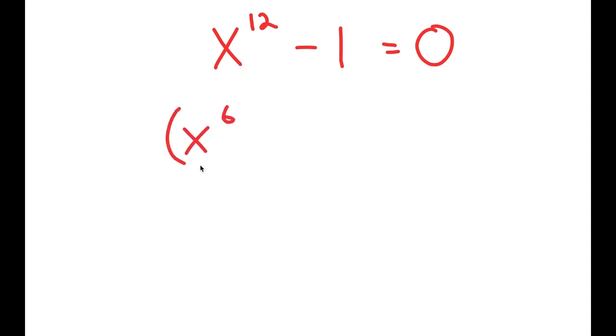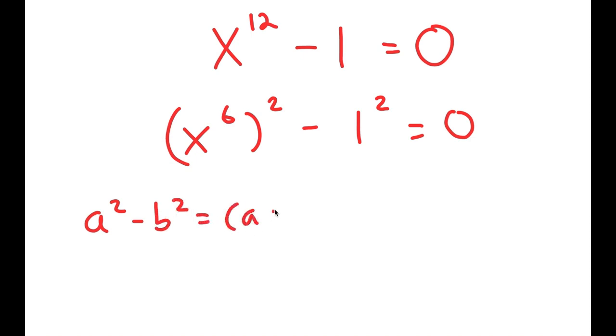Alright, so in this video, I'm going to solve the equation x to the power of 12 minus 1 is equal to 0. So to solve this, I'm going to first rewrite this as x to the power of 6 to the power of 2 minus 1 squared is equal to 0. And the reason I'm doing this is so I can use the property a squared minus b squared is equal to a plus b times a minus b.